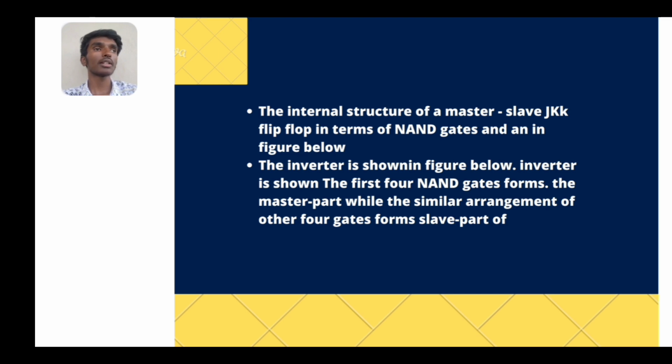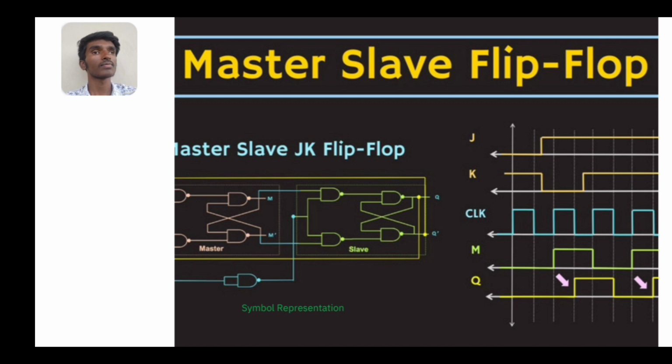In the internal structure of a master slave JK flip flop in terms of NAND gates, and in the figure below the inverter is shown. The first four NAND gates form the master part, while a similar arrangement of the other four gates forms the slave flip flop. We can see this in the symbolic representation of the master slave JK flip flop. There are four NAND gates connected in the master, and four NAND gates connected in the slave flip flop.